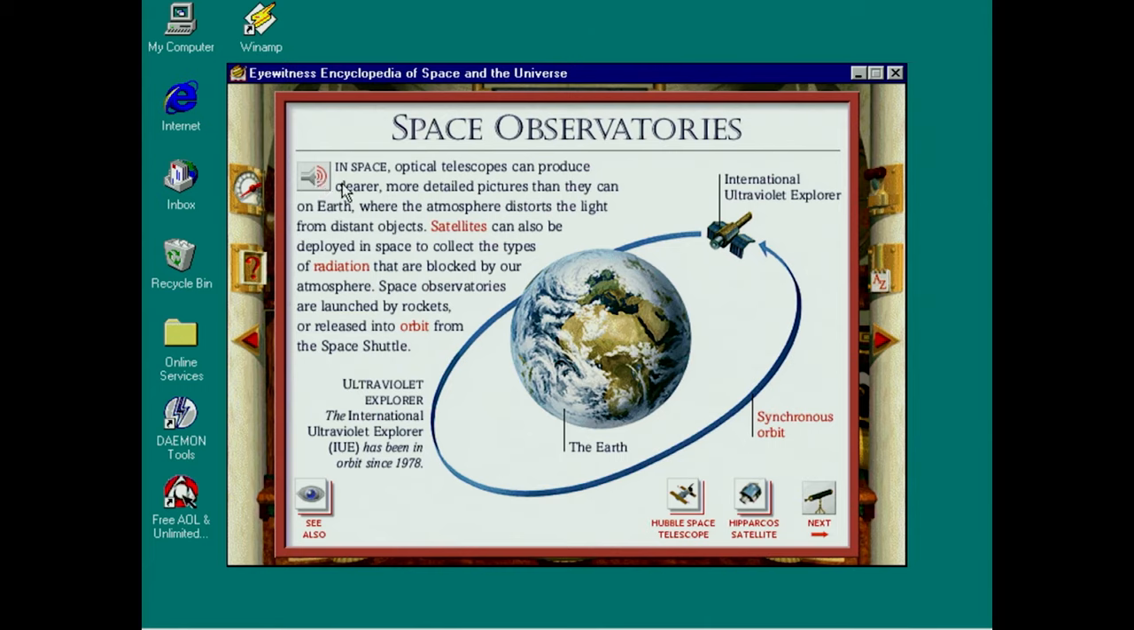In space, Optical telescopes can produce clearer, more detailed pictures than they can on Earth, where the atmosphere distorts the light from distant objects. Satellites can also be deployed in space to collect the types of radiation that are blocked by our atmosphere. Space observatories are launched by rockets or released into orbit from the space shuttle.